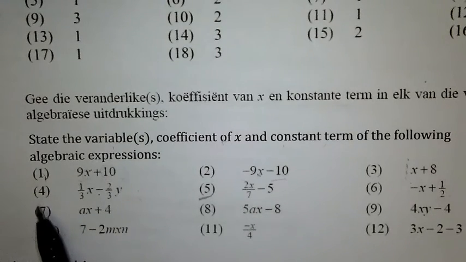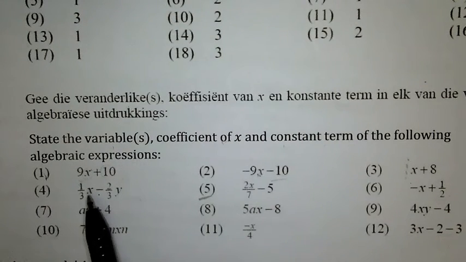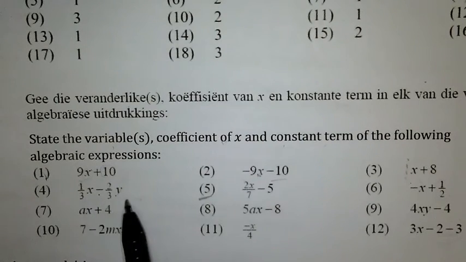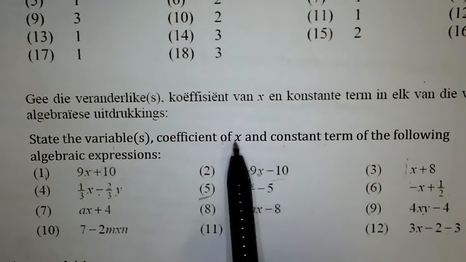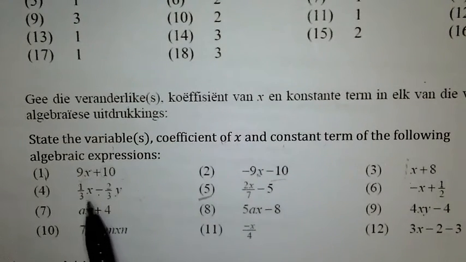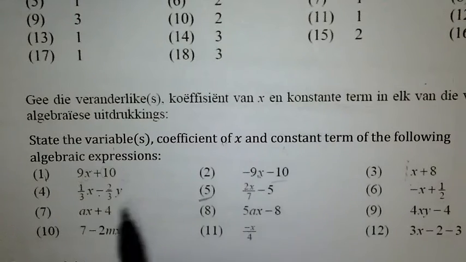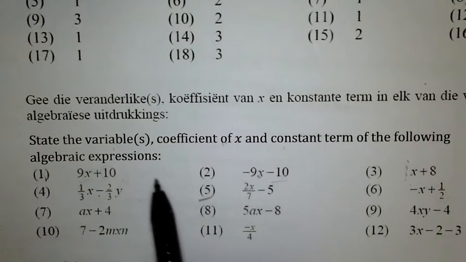If you do now number 4, what will be the variables? You'll see the alphabet letters are an x and a y. Don't write xy, it's x and y. What is the coefficient of the x? I only look at the x term and I see in front of my x it's 1/3. What is the constant term? You see there's no constant term, no term on its own, so it will be a 0.